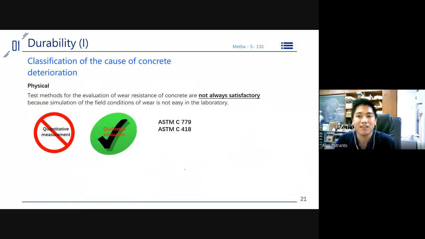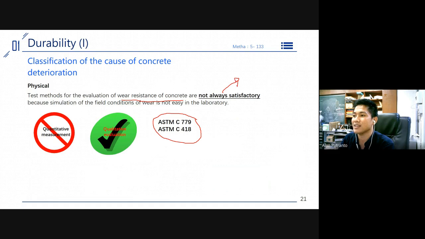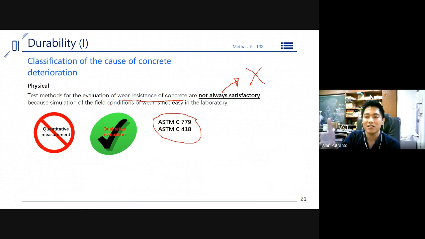Now, for the physical testing method, let's say for the wear resistance of concrete, we have two kinds of ASTM tests. But these are not always satisfactory, because the simulation of the field condition of wear is not easy to do. So sometimes the ASTM is for qualitative evaluation, not for quantitative measurement.